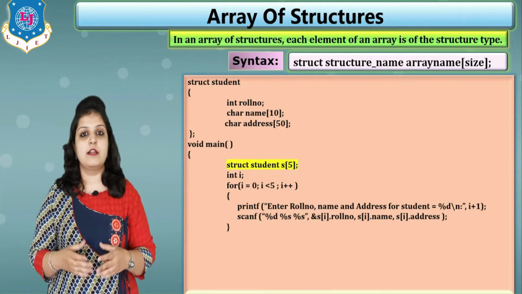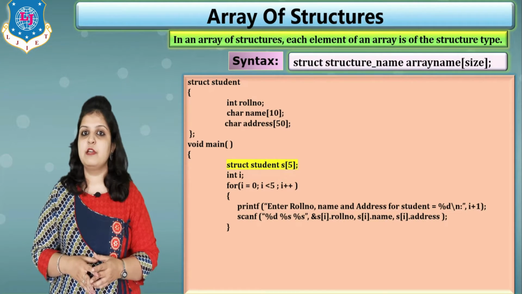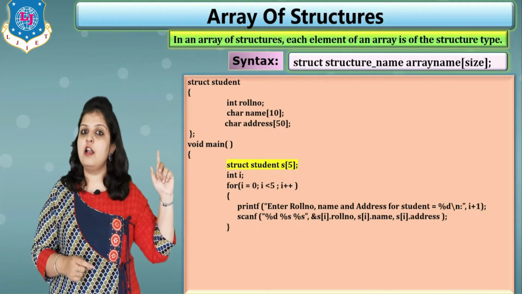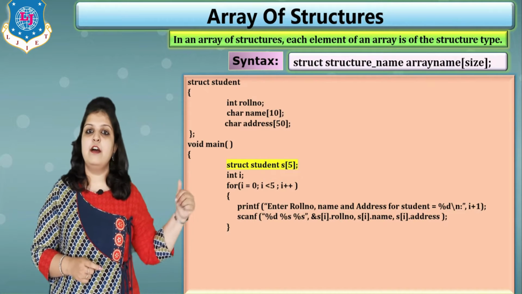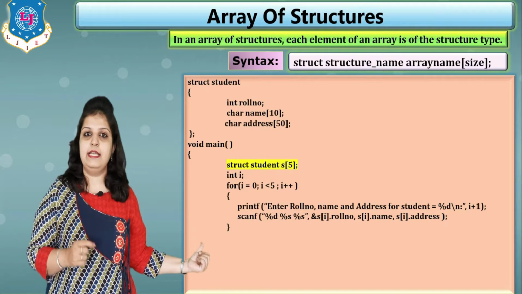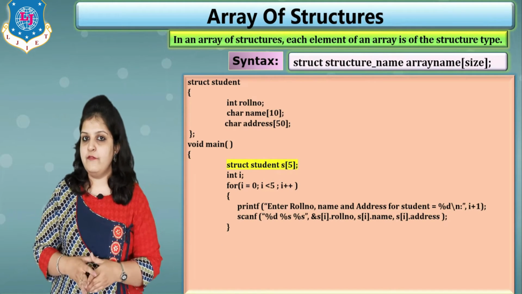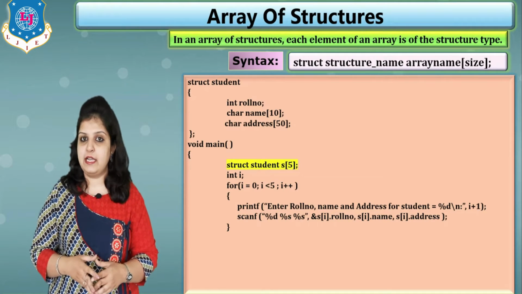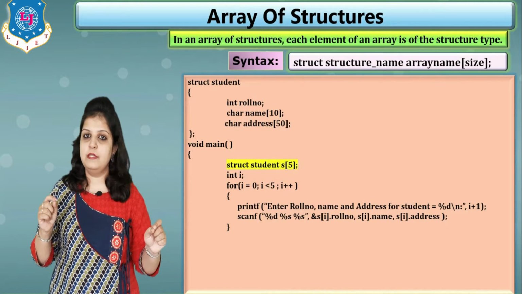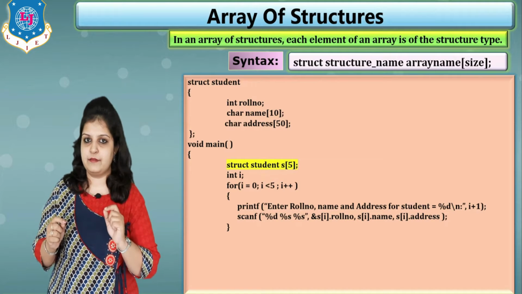Now how can we write the members? Here again we have to use the dot operator because we want to access the members of the structure, which are all outside the main function, and our structure variable is s of i. So here I am writing s of i dot roll number. Initially our i value is 0, which means it will take s of 0 dot roll number. In the same way, s of 0 dot name and s of 0 dot address.